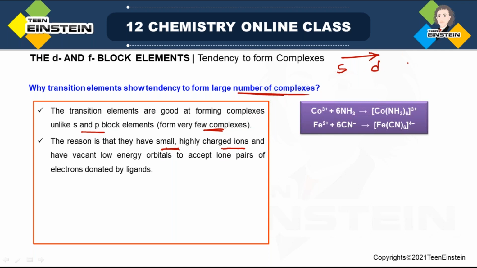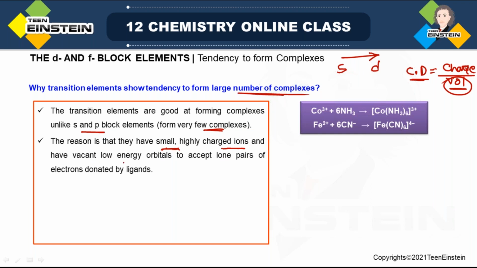That means charge density. Charge density means charge divided by volume. Now charge is very high and size is very small. Now size small means volume is also small. So here the denominator is very small but the numerator is large. That means charge density is high. So that is why their complex formation tendency is very good.